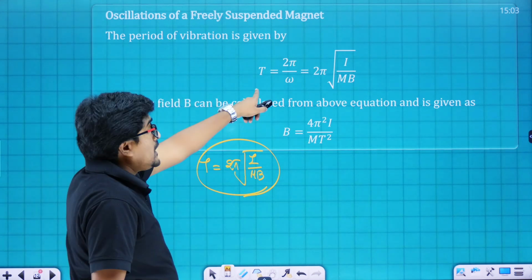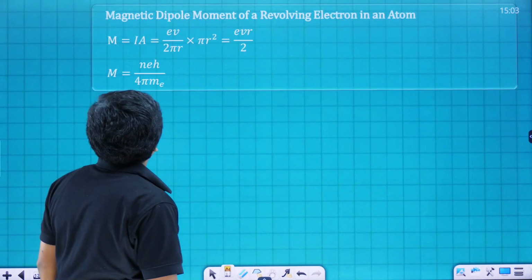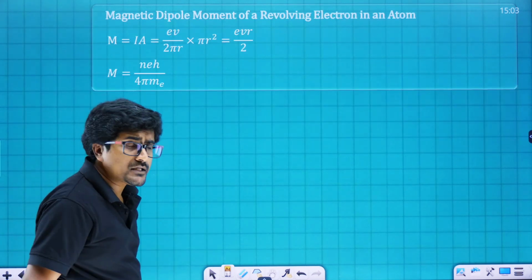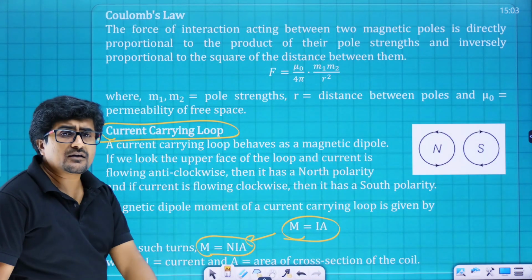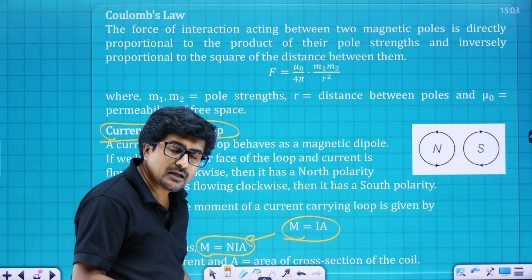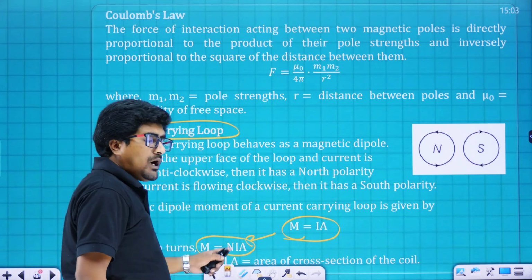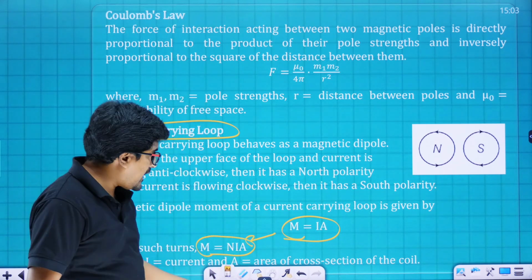The time period of that oscillation as well. All right. Now, next is magnetic dipole moment of a revolving electron in an atom. That means here in this case, if there is a current passing through a loop, that current carrying loop behaves just like a bar magnet. So if it behaves like a bar magnet, then definitely we must be able to identify what could be the magnetic moment for that as well.